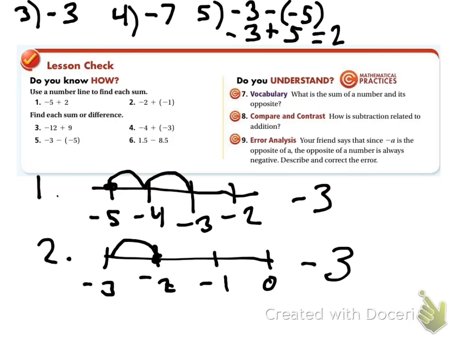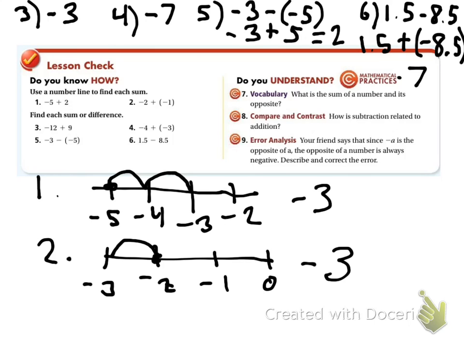And room for 6 maybe. 1.5 minus 8.5. I'm going to change that subtraction to be positive, to be adding. So that's 1.5 plus, now I need to change the sign of that second number, minus 8.5. So I've got 1.5 plus a -8.5 gives me 7, right? -7.